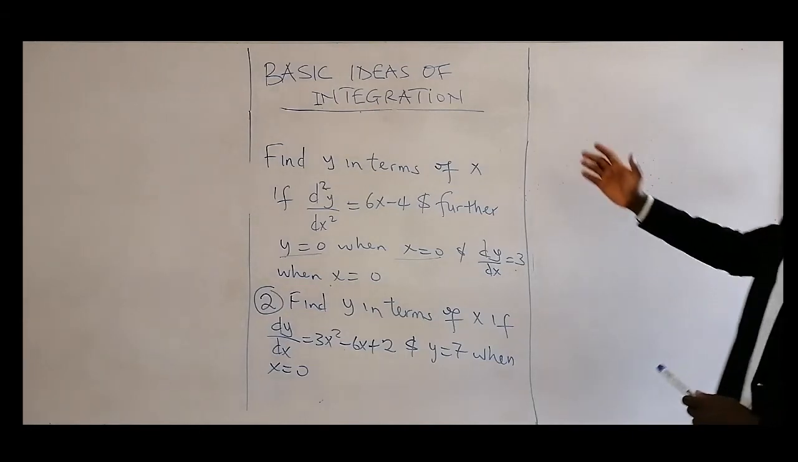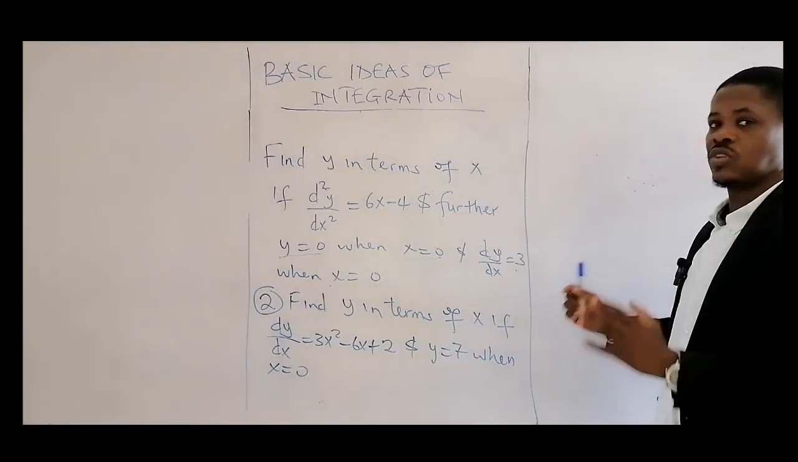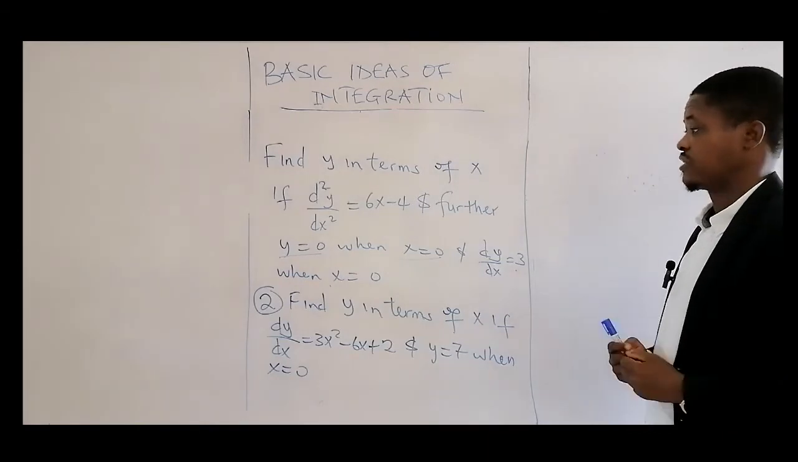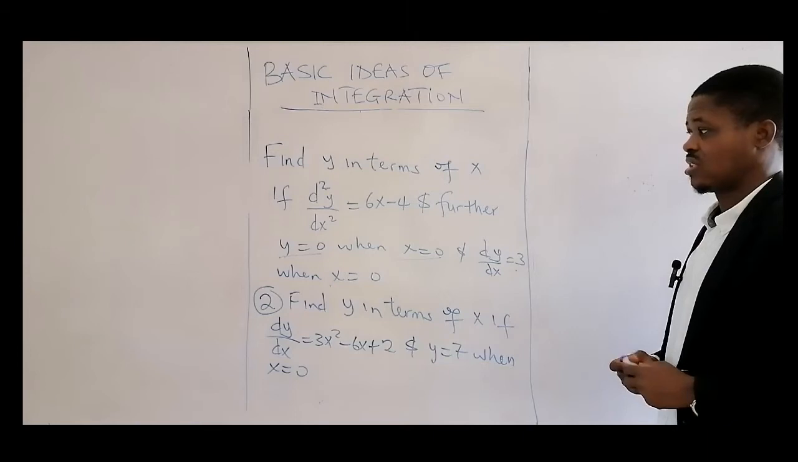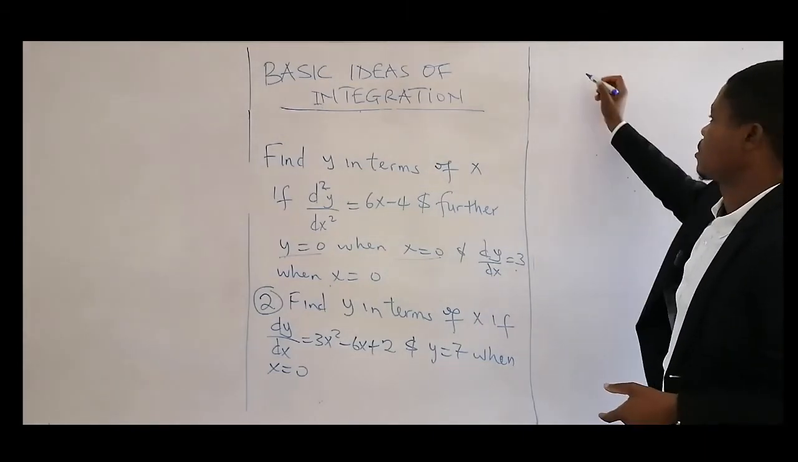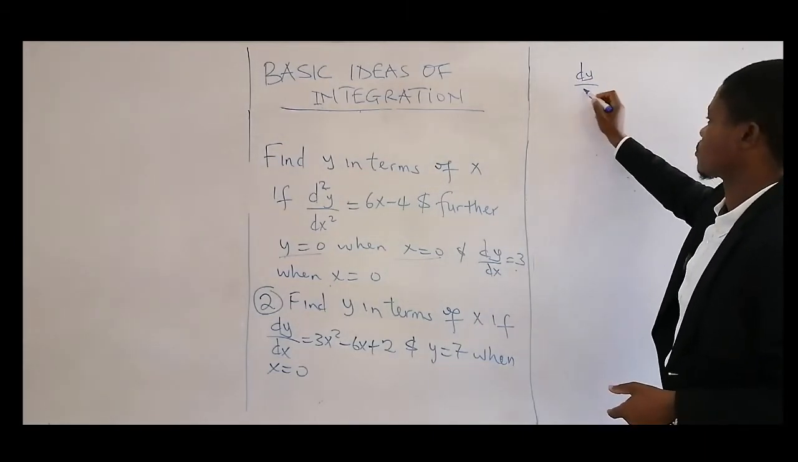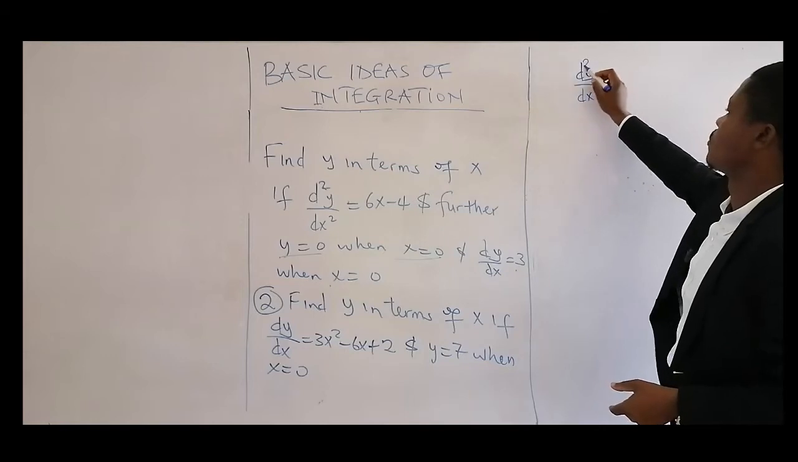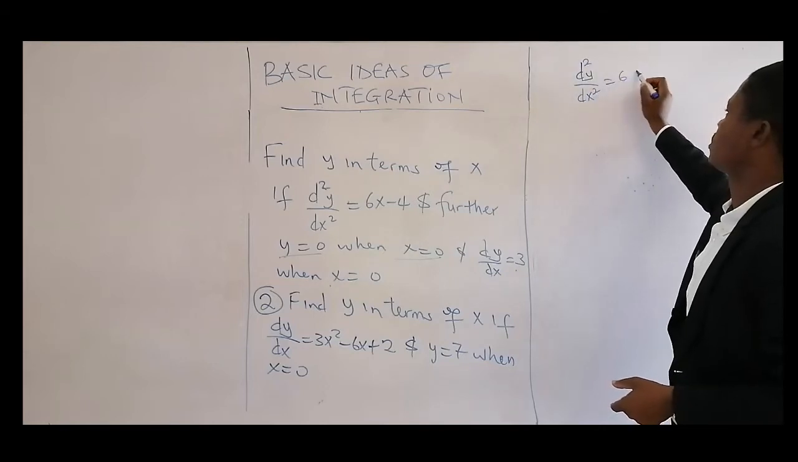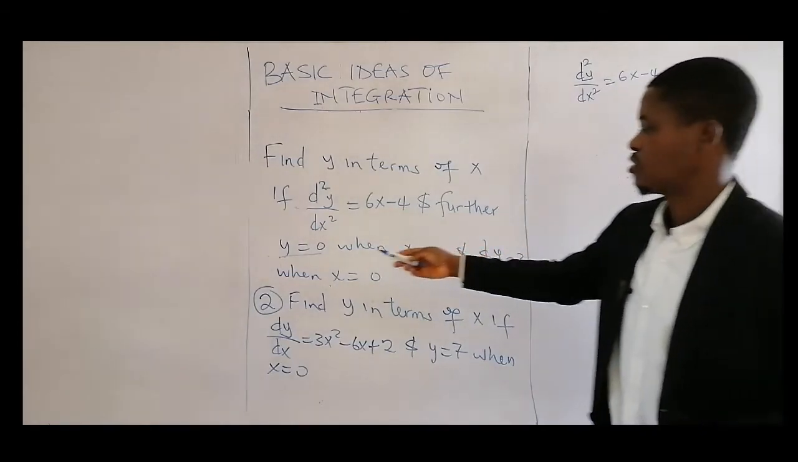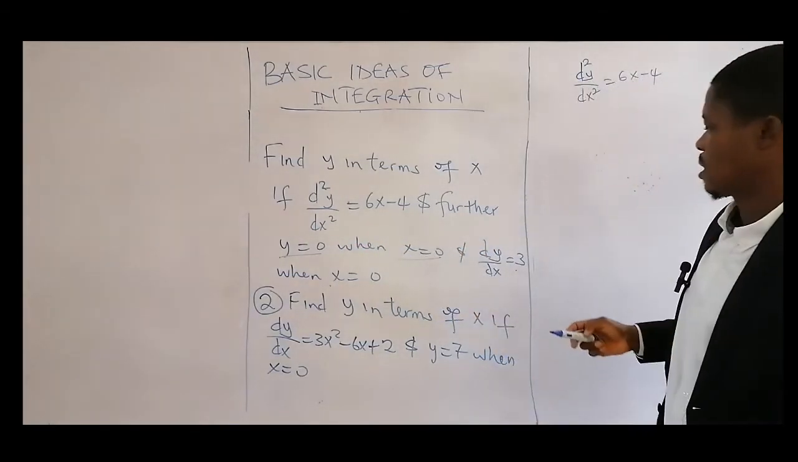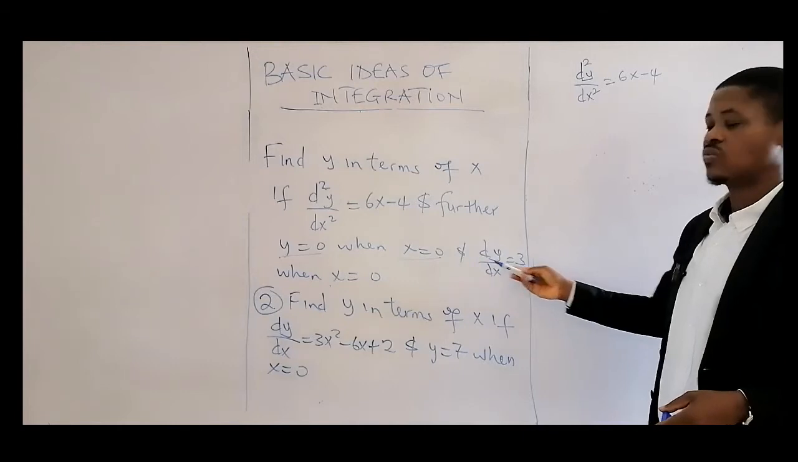Here we have questions, still on integration. Find y in terms of x if the second differential is equal to 6x minus 4. And further, y is equal to 0 when x is equal to 0. And also, the first differential is 3 when x is 0.